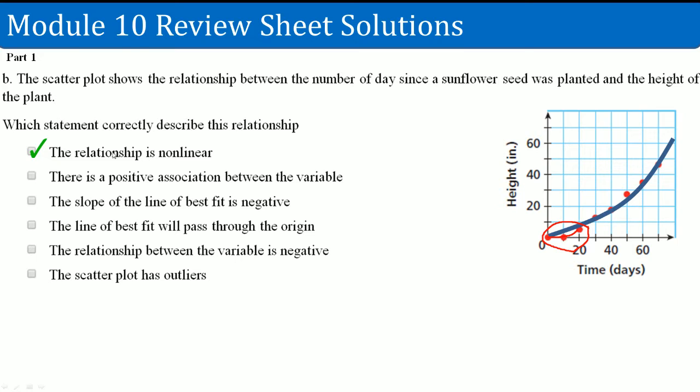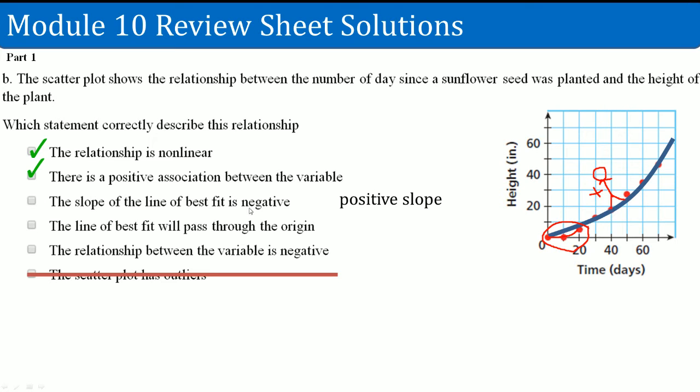Is there a positive association between the variables? Yes. You could see that it is going positive. If you draw the guy, it's right here. He's walking up. We would say that there is a positive slope. Next, the slope of the line of best fit is negative. That is wrong.